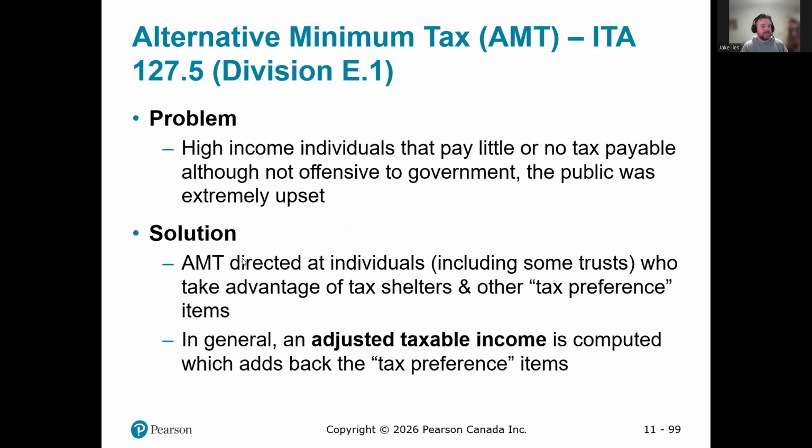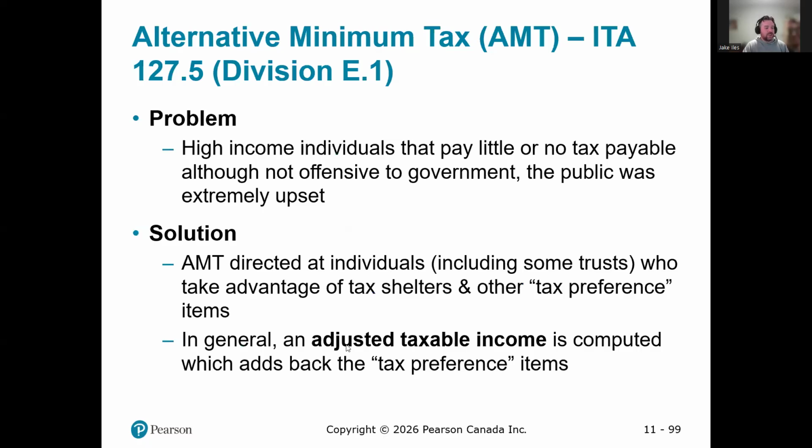The alternative minimum tax is an alternate calculation. Whenever we calculate taxes, this calculation happens behind the scenes to make sure that an individual is at least paying a minimum amount of tax. Normally our tax payable calculation is above this number, but if for whatever reason using certain deductions brings this number below, the minimum tax makes sure that you still have to pay a certain amount. So it's directed at individuals, including some trusts, who take advantage of tax shelters and other tax preference items.